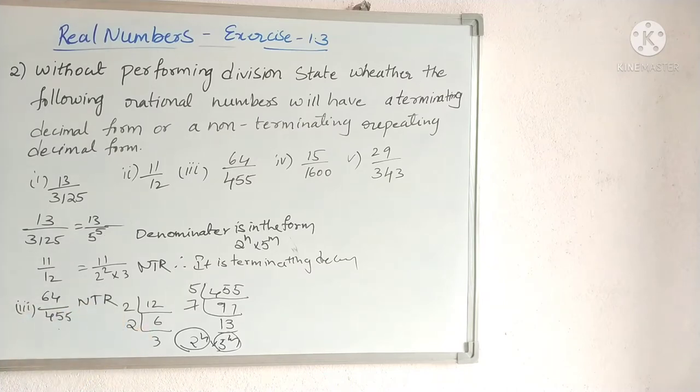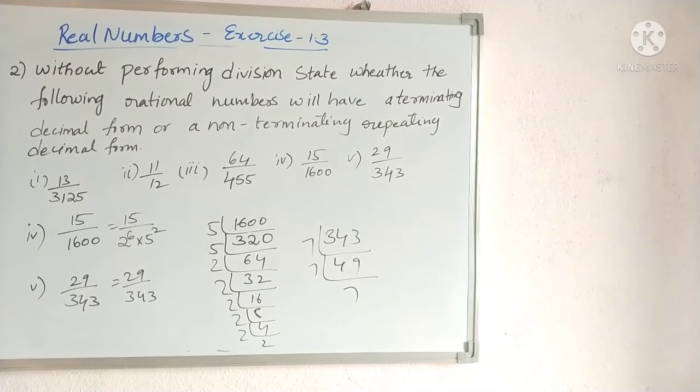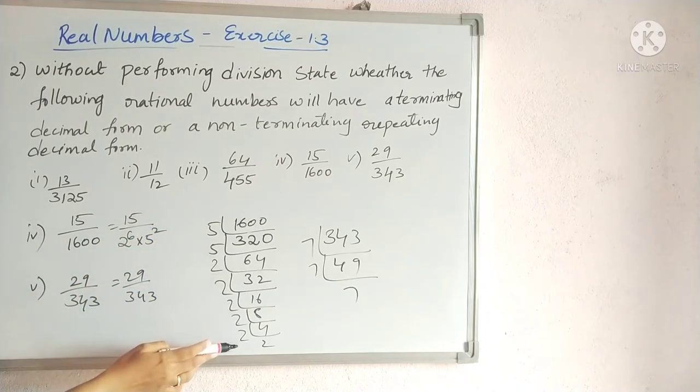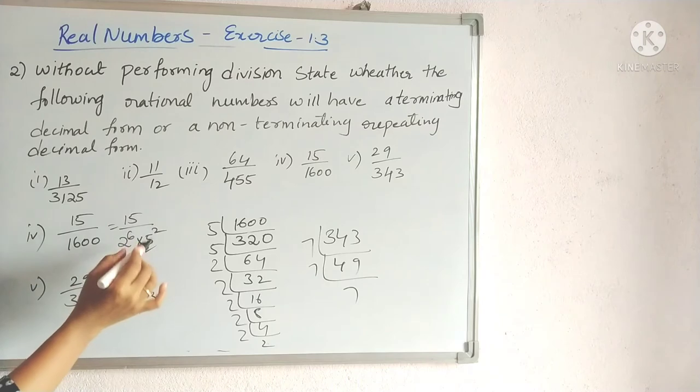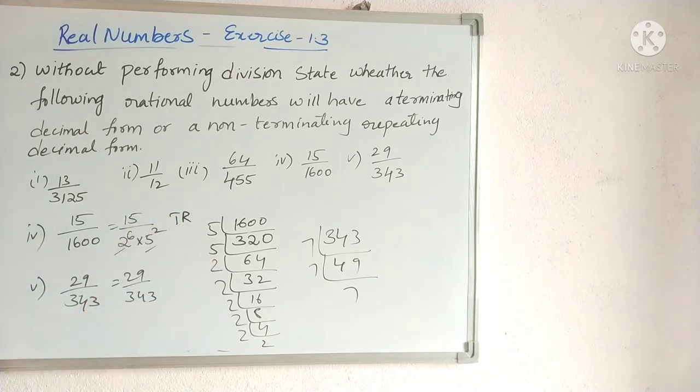And coming to the fourth and fifth ones. The fourth one's denominator is 1600. If we write it as a product of prime numbers, that is 2 power 6 into 5 square. Here 2s are there and 5s are there, so this is a terminating decimal. And here 343: 343 is 7 cube, right? In this 7 cube, 2s are not present, and 5s are not present, so this is a non-terminating repeating decimal. So very easily we can say this, when we know how to write the prime factorization.